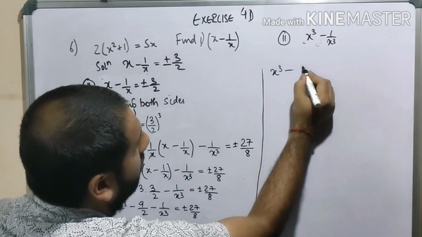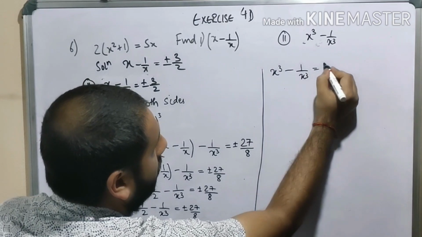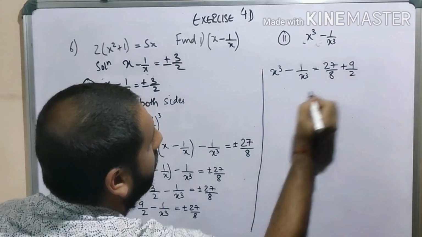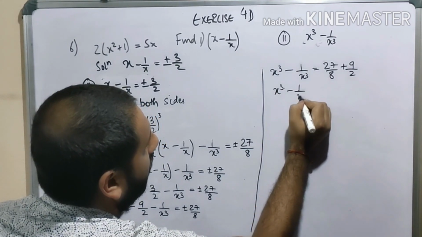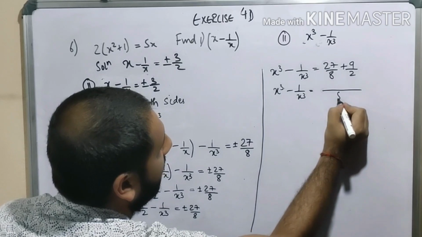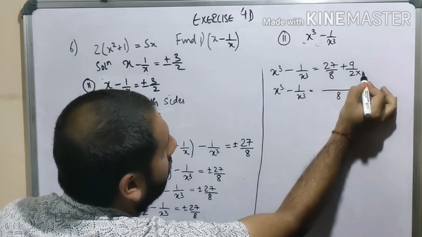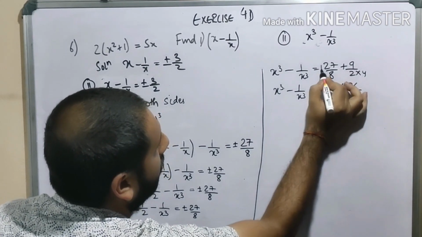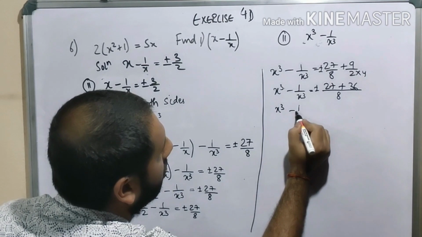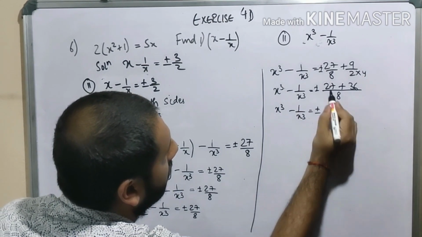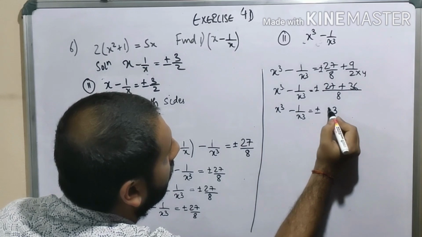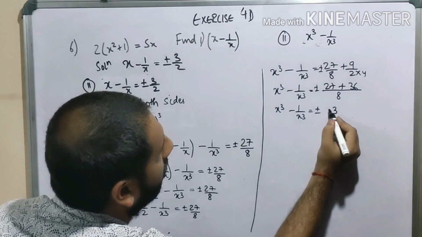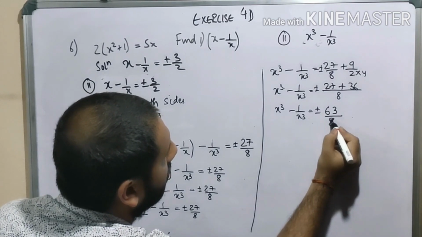X cubed minus 1 by x cubed is equal to 27 by 8 plus 9 by 2. X cubed minus 1 by x cubed is equal to, LCM is 8, into 4. This becomes 27 plus 9 4s are 36. Plus minus. X cubed minus 1 by x cubed is equal to plus minus 63 by 8. So this is your answer.